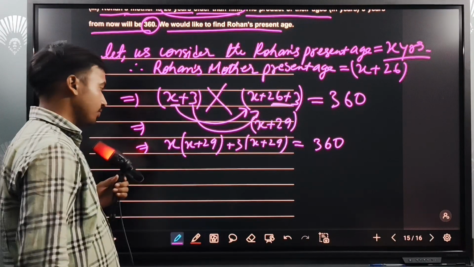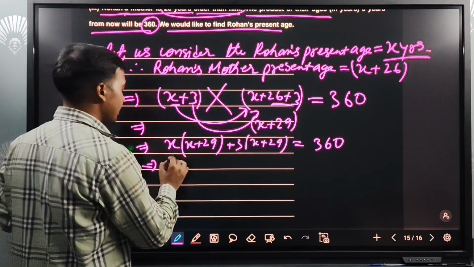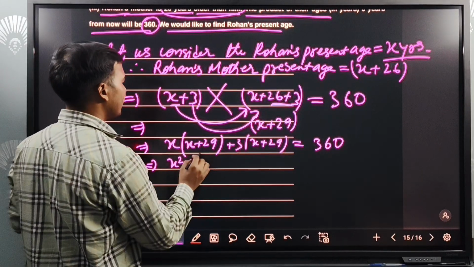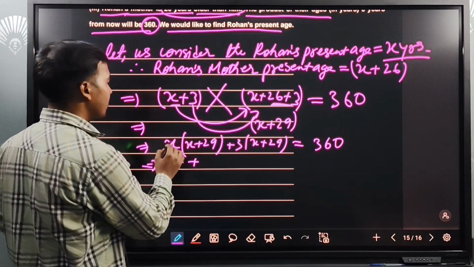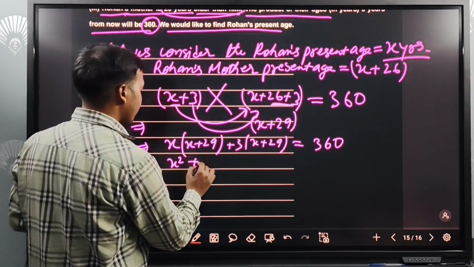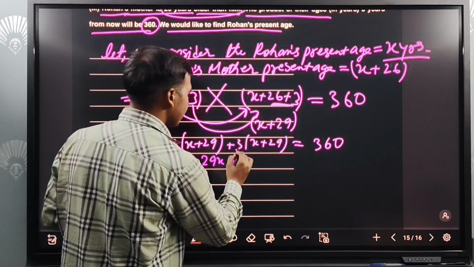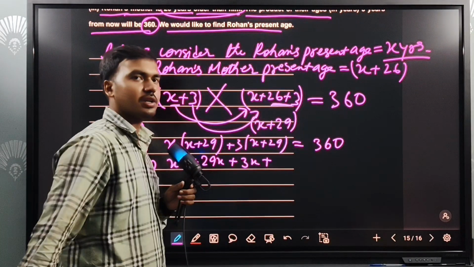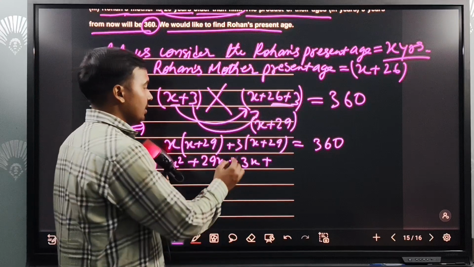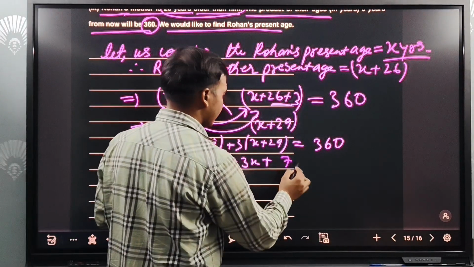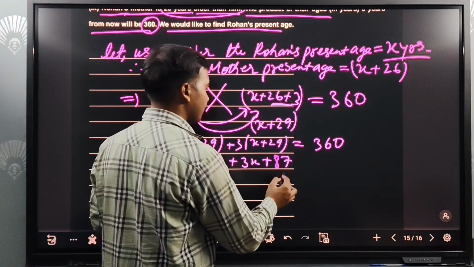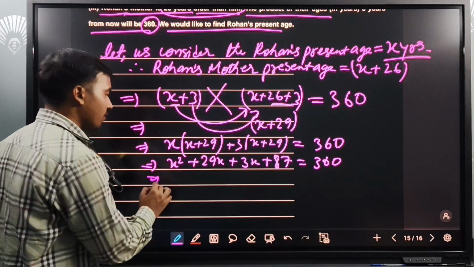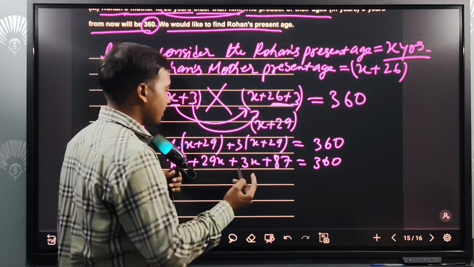On multiplying, x multiplied by x gives x square, plus 29 into x gives 29x, plus 3 multiplied by x gives 3x, plus 3 into 29, which is 87, equals 360. So bringing it in standard form, we will either add or subtract the like terms.